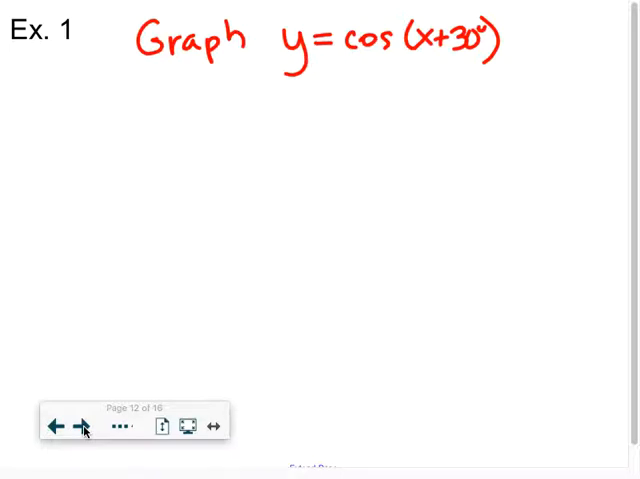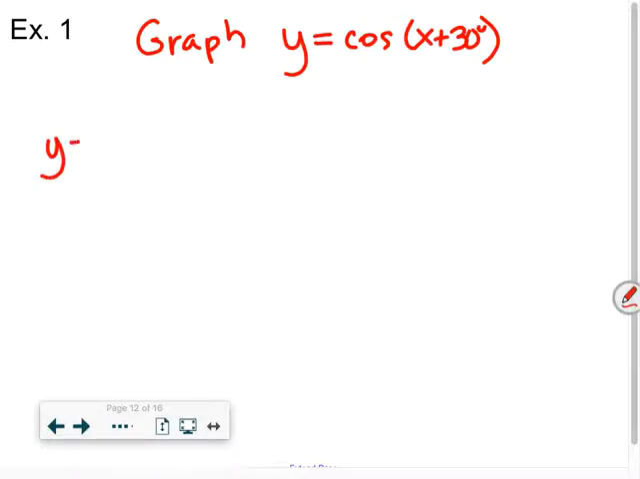All right, example one. Again, we're going to do four graphs today. Y equals cosine x plus 30 degrees. Something I want to mention as you're jotting the problem down. If I had said cosine x plus pi over 6, do you understand in radians? Like 360 degrees is 2 pi.